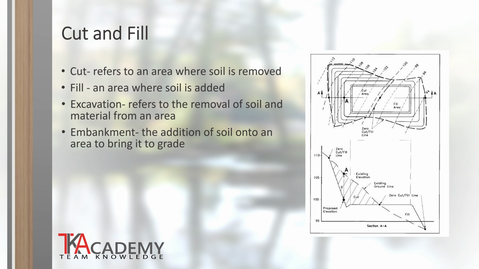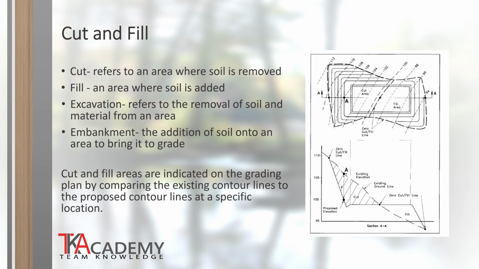Also, as previously mentioned, existing contours are shown as dashed lines, where proposed or new contours are shown as solid lines. The cut and fill areas are indicated on a grading plan by comparing the existing contour lines to the proposed contour lines at a specific location. When the new or proposed lines extend backwards or up the hill, that indicates that it is a cut being performed. At that location where the new or proposed contour lines are extending forward or down the slope from the contour, that is a fill condition.